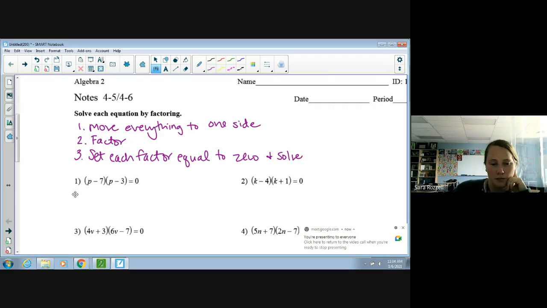So for us to do this problem, we'll say p minus 7 equals 0 and p minus 3 equals 0. So that's what it means by set each factor equal to 0. And then we're going to solve the equations, and most of the time with these problems, we'll get 2 answers.